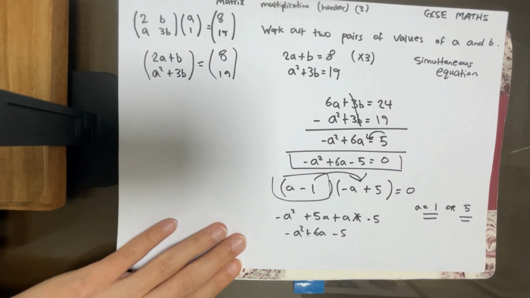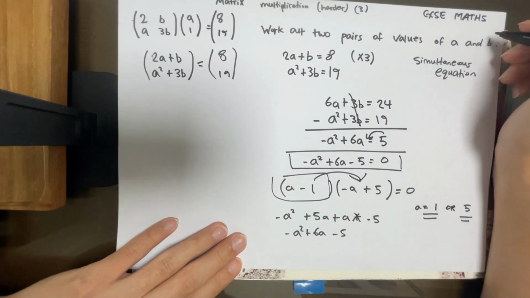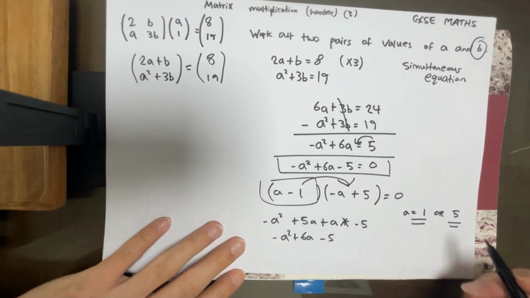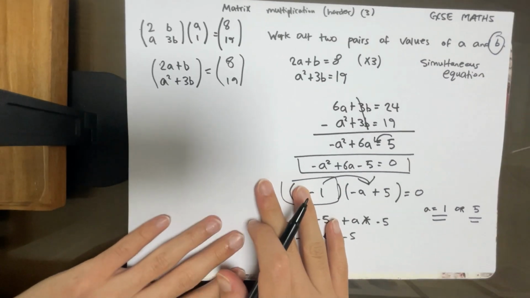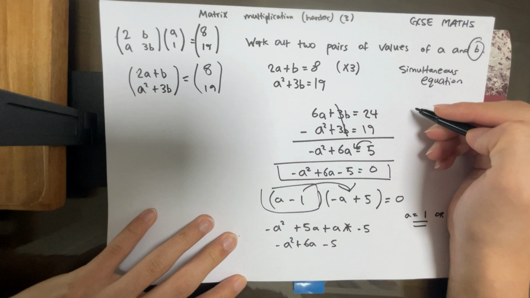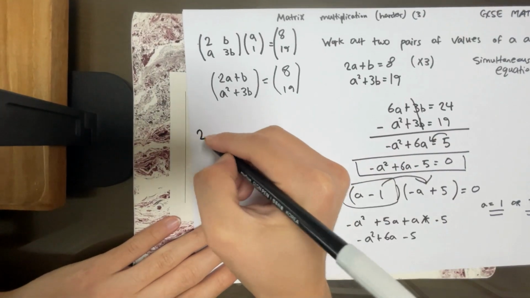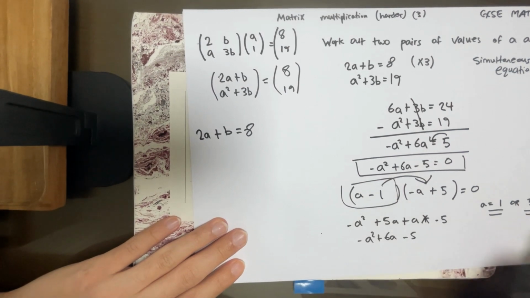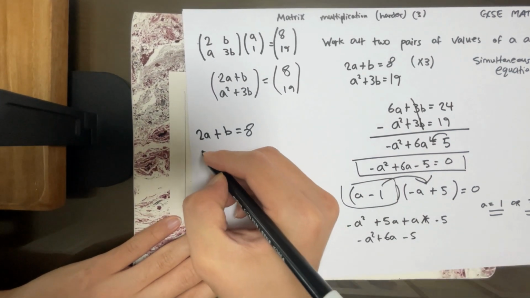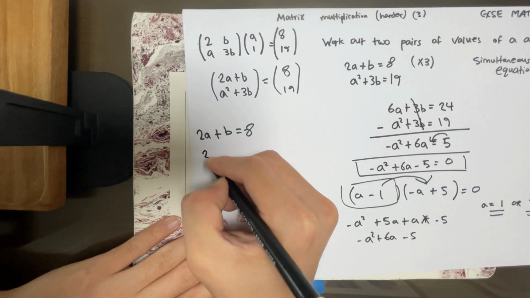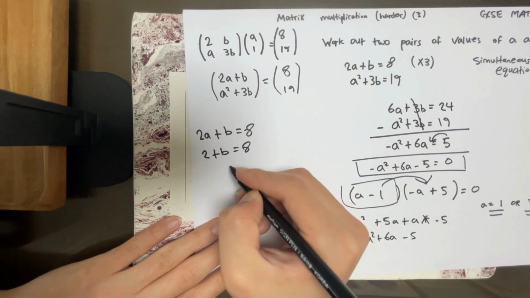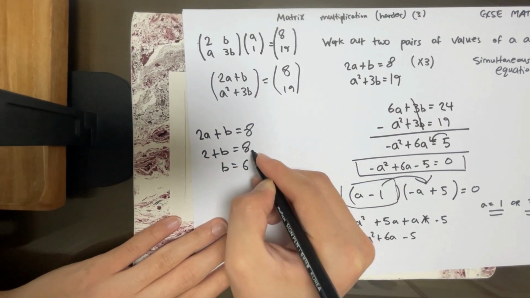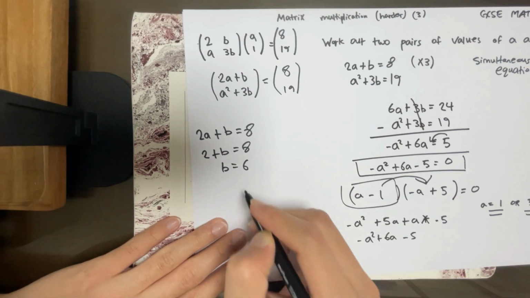Alright, now that we have a out of the way, we need to find b. To do that, we just input these values into our original equation. So 2a plus b equals 8, and we have a is 1 or 5. So we just input it. 2a, 2 times 1 is 2, plus b equals 8. We move 2 over here, minus 2 from both sides, and that makes b is 6.